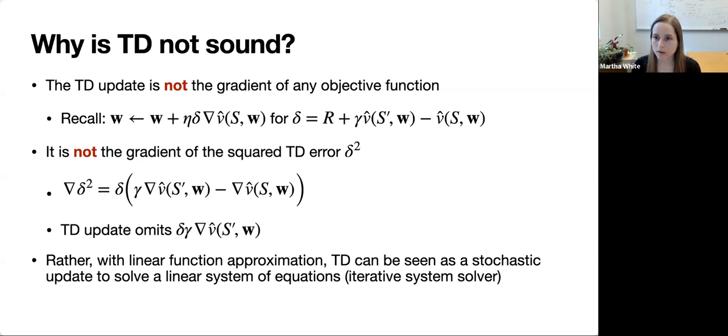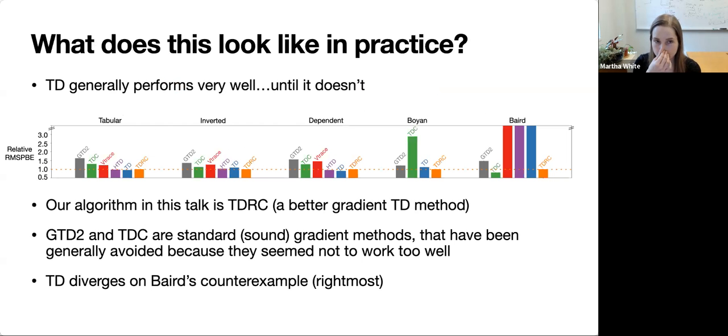Okay, so like I said, TD is a very widely used method, and continues to be very widely used, as is Q-learning. And so we know that it may not be sound, but how does this really manifest in practice? Do we really care, I guess is the question here. And so we might ask, what does this look like in practice, this unsoundness?